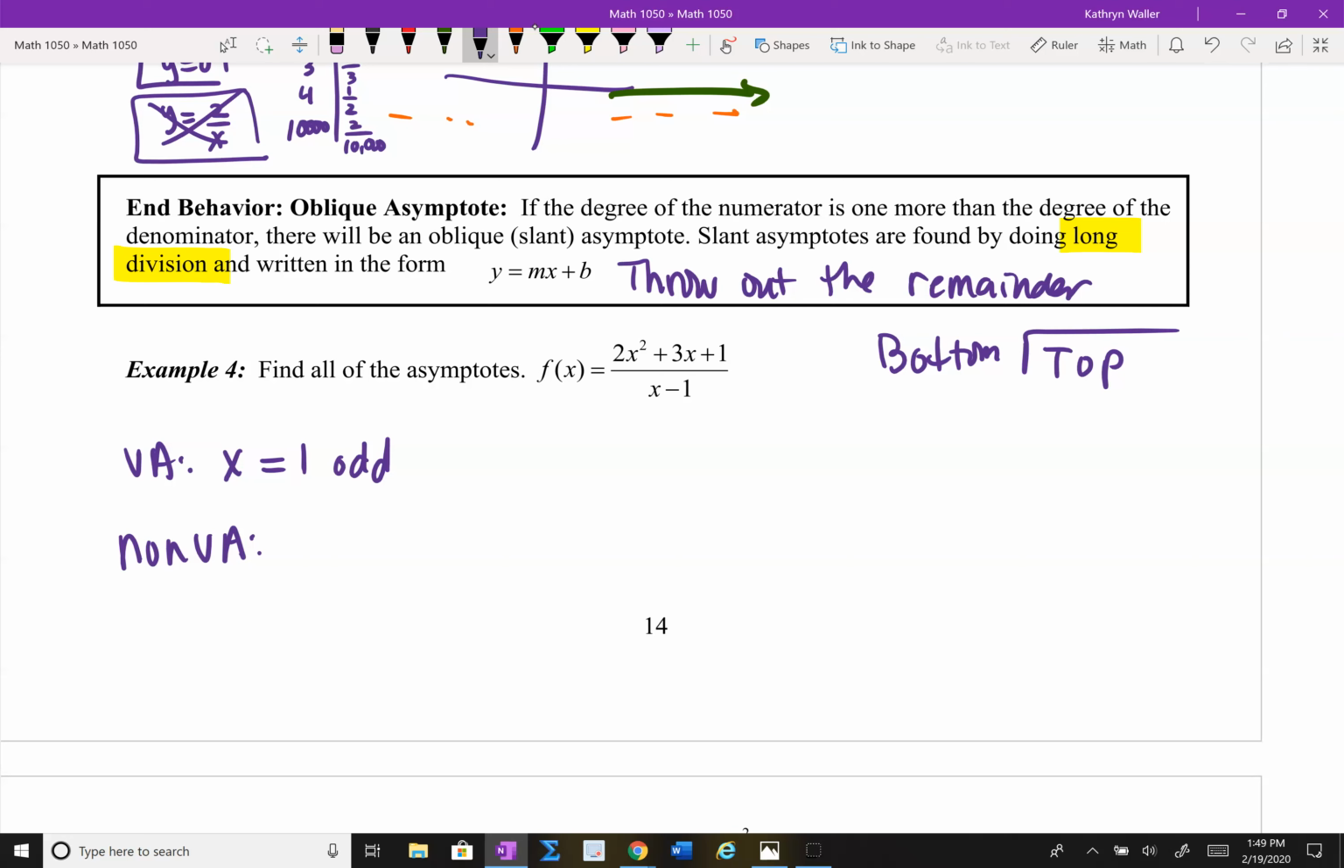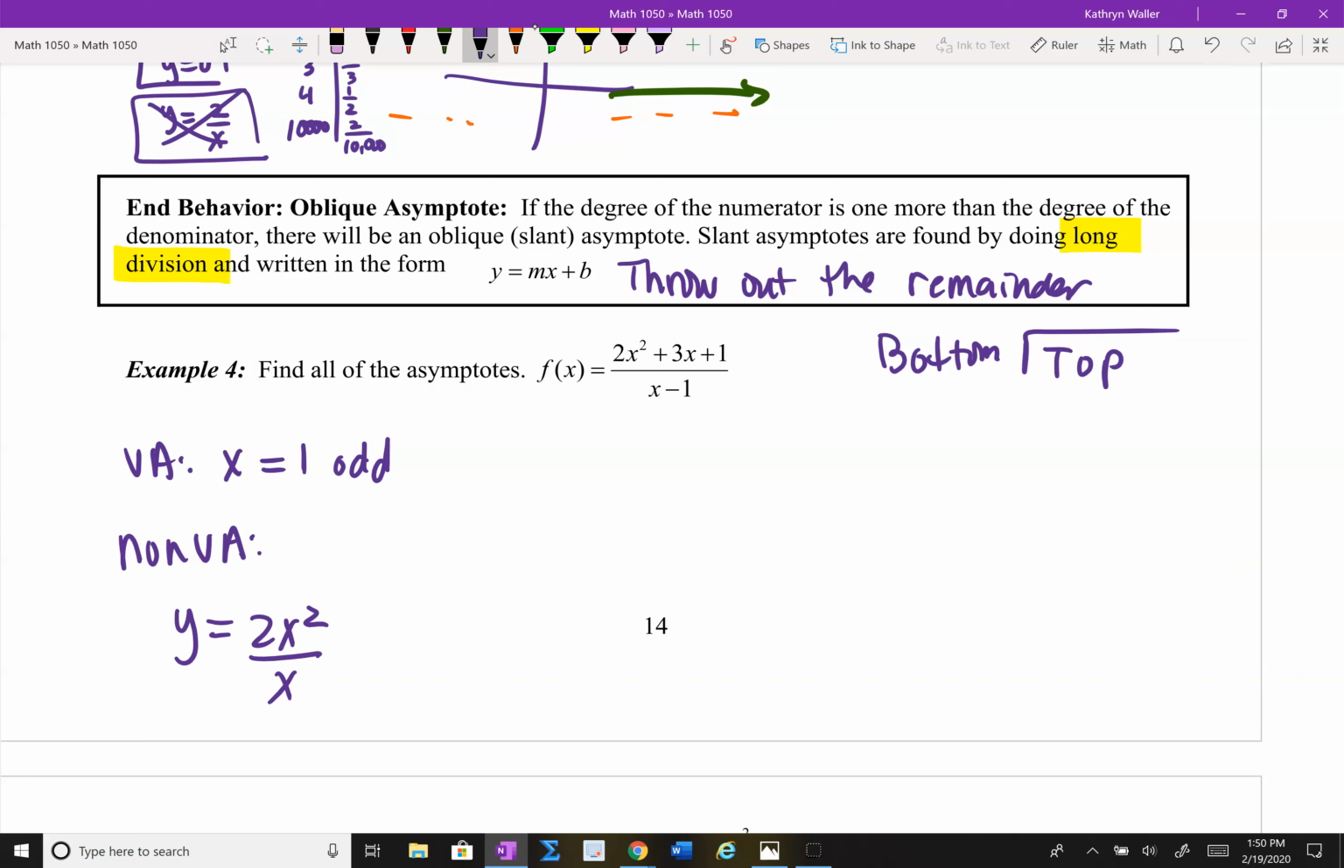Non-vertical. We're going to check if it's horizontal. Biggest over biggest. That would be 2x squared over x. It's not going to be like y equals 5 or something like that. It's not sweet and easy. The top is bigger than the bottom. It's either oblique or it's y equals 0. Which one is it? Oblique. So now we have to find the oblique.